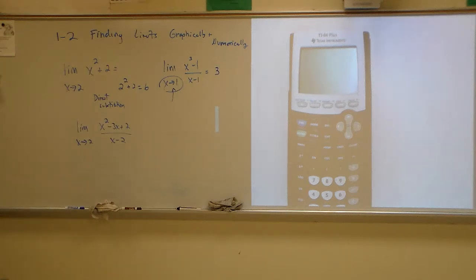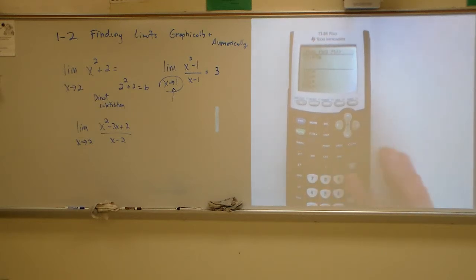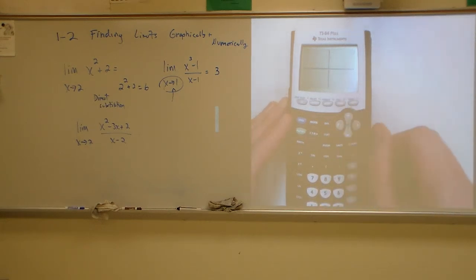So, I want to type this one in. If you've had trouble typing it in, I'll show you how to do that. You turn your calculator on. Let's go to our y equals screen. Let's clear that out. It's a fraction again, so I need my parentheses. So it's going to be (x squared minus 3x plus 2) divided by (x minus 2). Let's hit our graph.